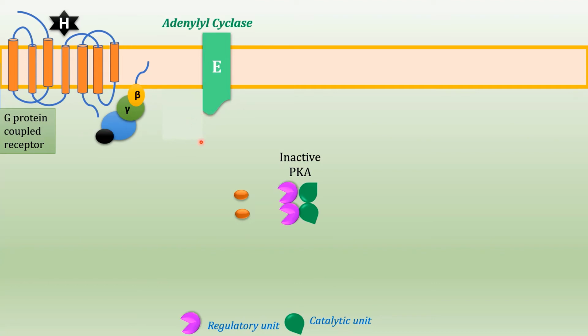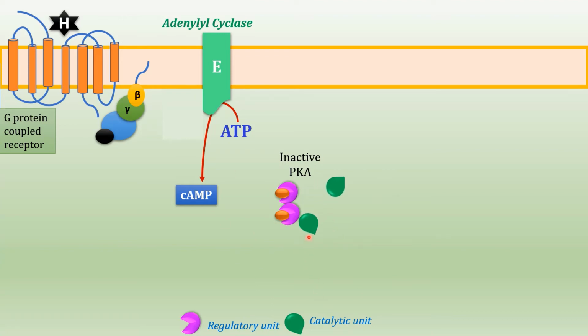Now what is the function of this activated adenylyl cyclase? It converts ATP into cyclic AMP. Cyclic AMP is a second messenger. It binds to the regulatory unit of inactive protein kinase A, and because of this the catalytic units are released.